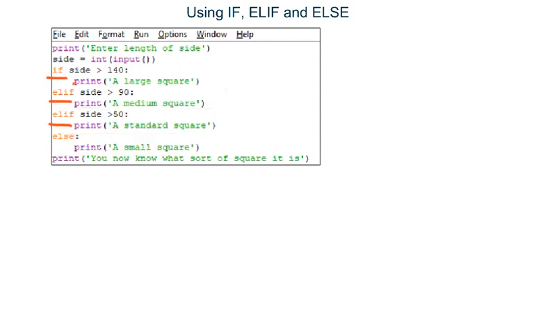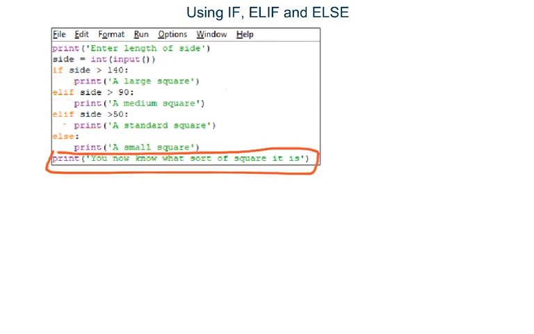If the program has not used the code indented underneath if or ELIF, it will do the else and output a small square followed by the line of code that's not indented.